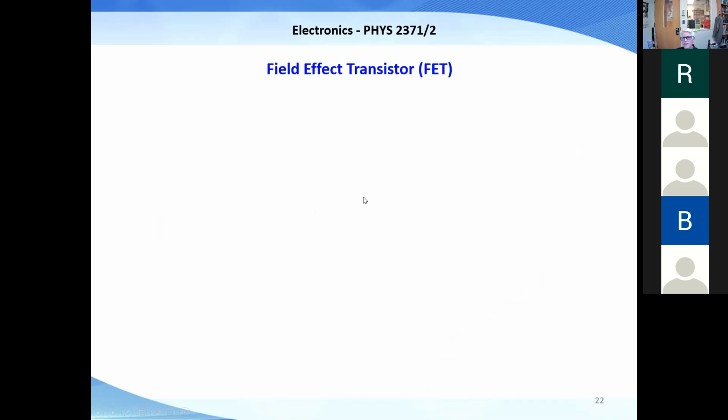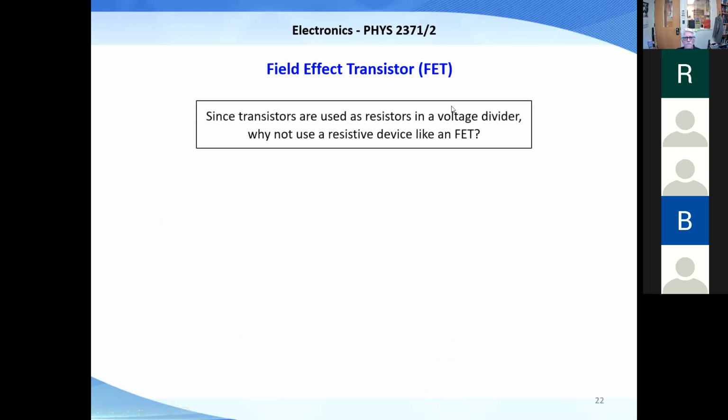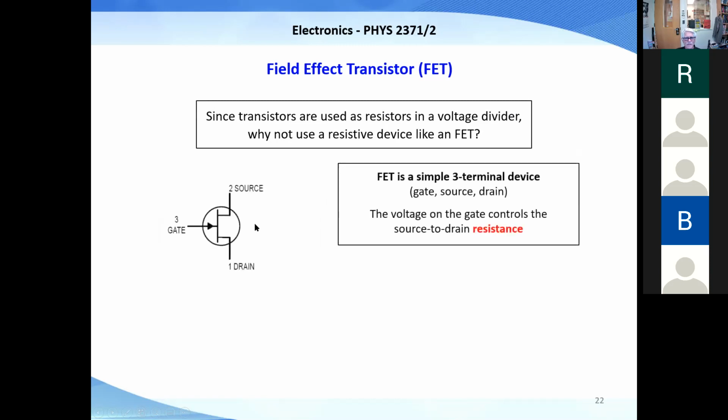Okay, that's good. Okay, the bipolar junction transistor. In all of our digital electronics, and even other analog electronics, we don't use a bipolar junction transistor. We use a field effect transistor. Okay, FET. Since transistors are used as resistors in a voltage divider, why not use a resistive device like an FET?